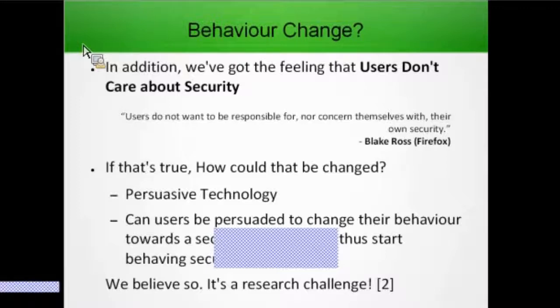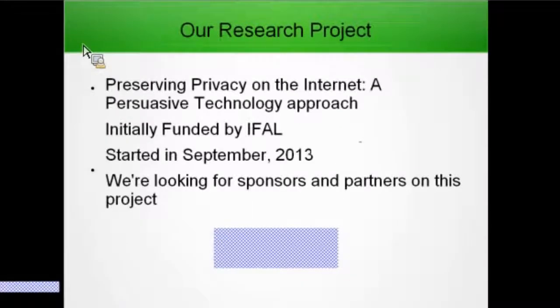How can we try to change user behavior? Can they be persuaded to change their behaviors towards more secure behavior, or towards using secure tools and technologies to improve their privacy and security? We believe so, and this is a very big research challenge we're tackling right now.